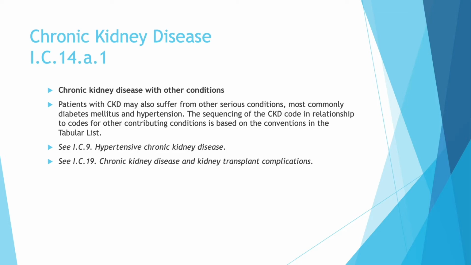And one last set of guidelines to look at: unfortunately, a patient can have CKD with other conditions. Notice how it states that patients with CKD may also suffer from other serious conditions, most commonly diabetes and hypertension. The sequencing of the CKD code in relationship to the codes for other contributing conditions is based on the conventions in the tabular list. So, going back to the first part where we show the picture in your ICD-10 book, above the code N18.1 it says code first any associated diabetic CKD or hypertensive CKD.